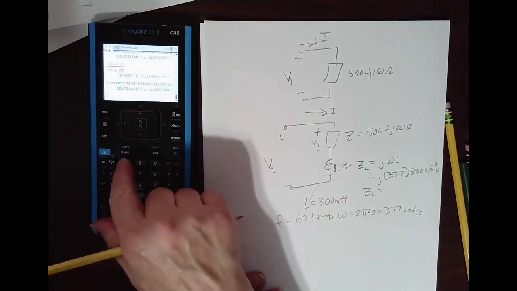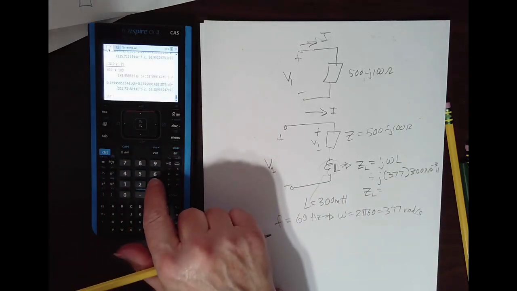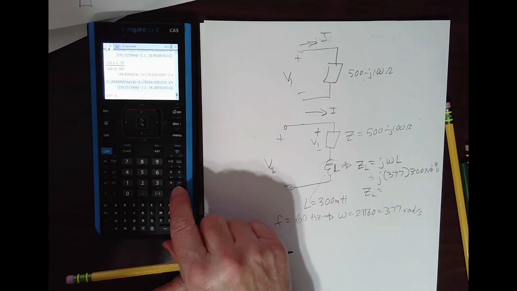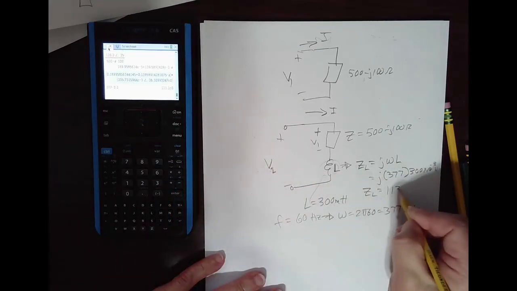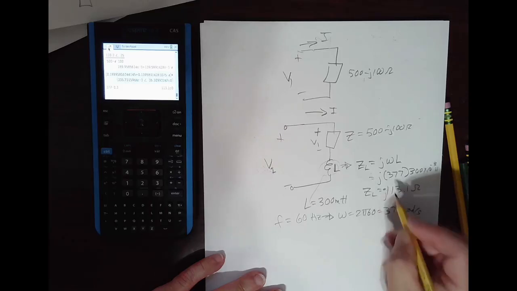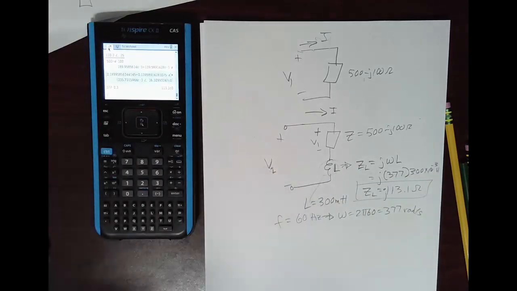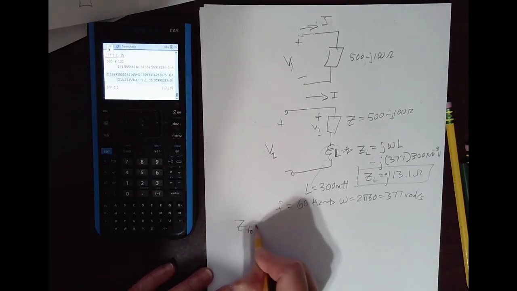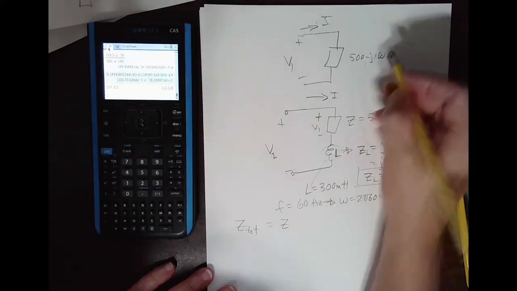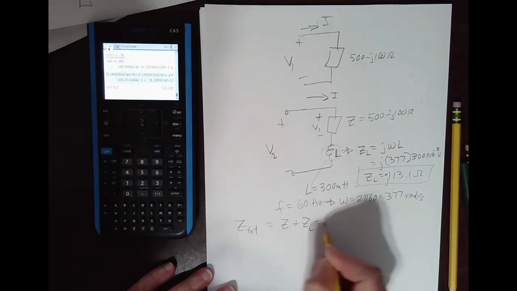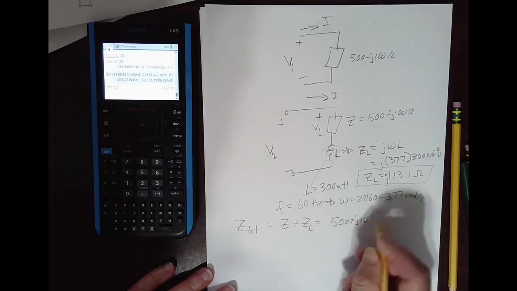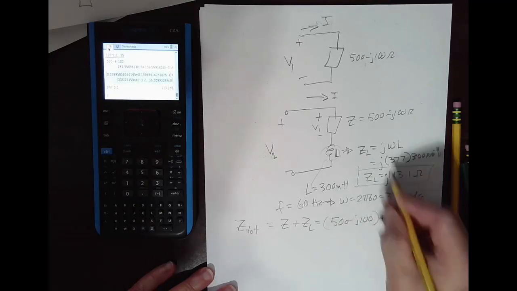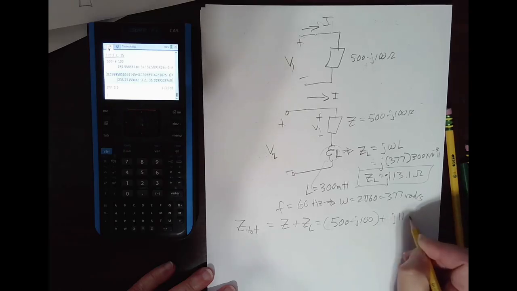So Z is 377 times 0.3. 300 times 10 to the negative 3, 300 milli is just 0.3. So we're going to get 113.1 ohms, j. Our inductor has an impedance of j113.1. And so Z total is going to just be Z plus ZL. So it's going to be 500 minus j100, that's Z, plus ZL, which is j113.1.